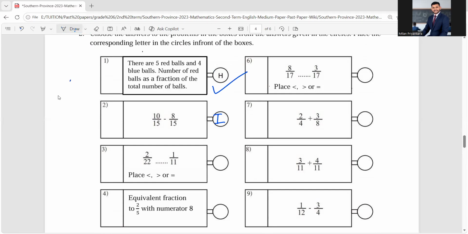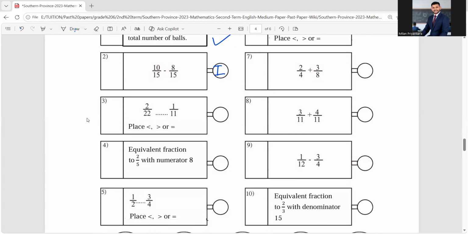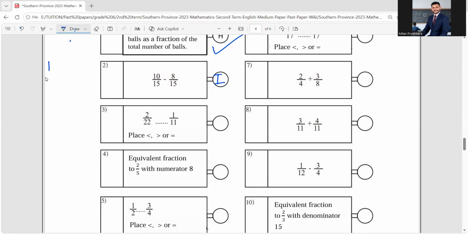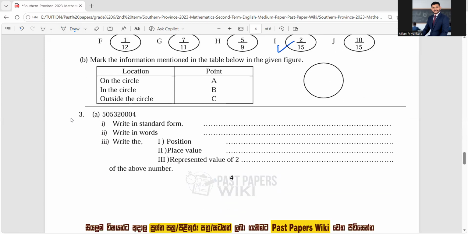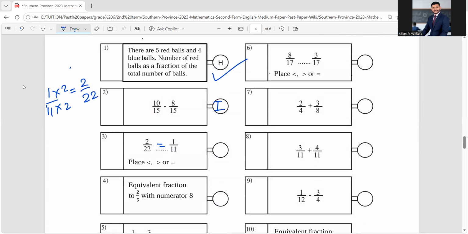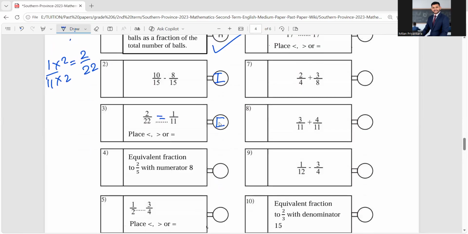Okay. And then for the third one, 2 over 22 is equal to 1 over 11. These are two equivalent fractions, right? You have 1 over 11, 1 over 11 multiplied by 2, you get 2 over 22. That means 1 over 11 and 2 over 22 are equal. So we will find that answer. Equal sign we have on E, right? We see now E. Here we have that answer, okay? Then we can take E here.